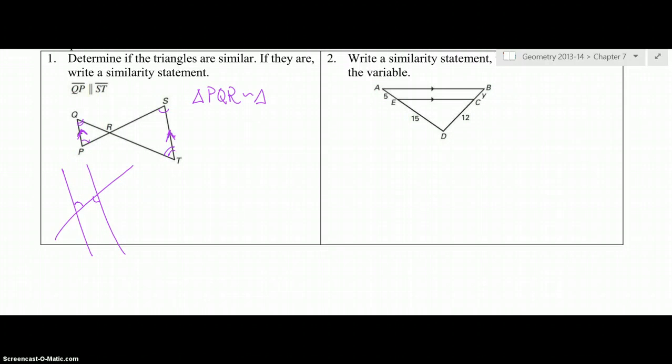Don't be confused with bottom angle, top angle, whatever. You want to go based upon the markings. So angle P has one arc, and so in the other triangle, angle S has one arc, so you're going to say S, and then what matches up with Q is T, and then R. So PQR is similar to STR. Any questions on how I got that? So if you rearranged it and you did like QPR or RPQ, that's okay, as long as you rearrange this one also so that the same letters match up.